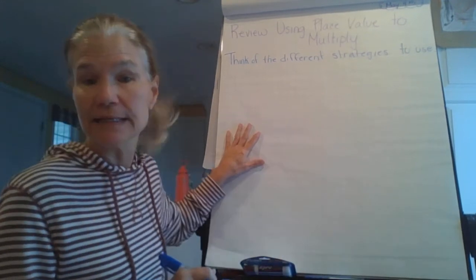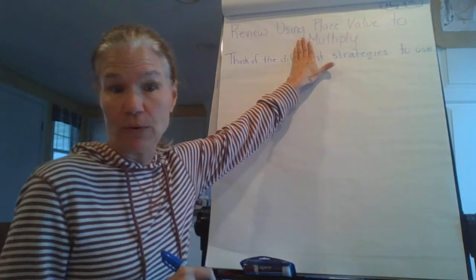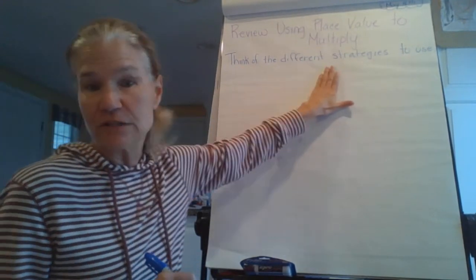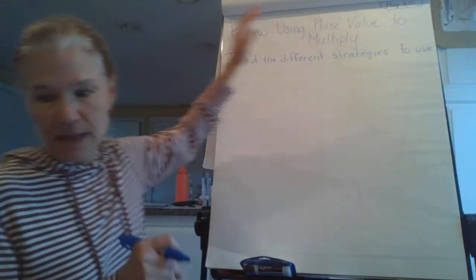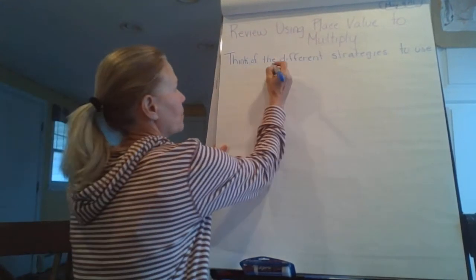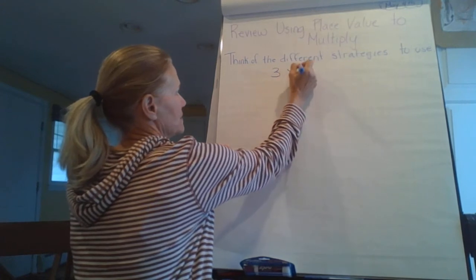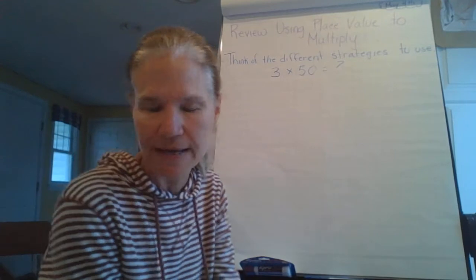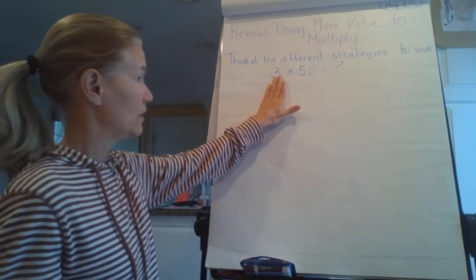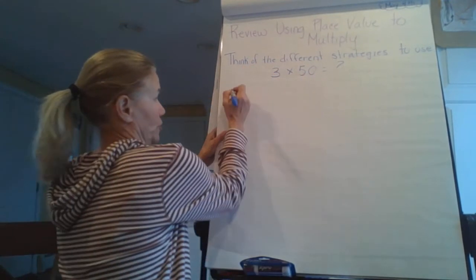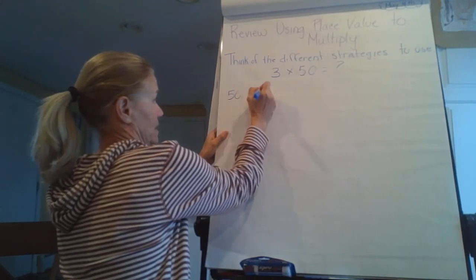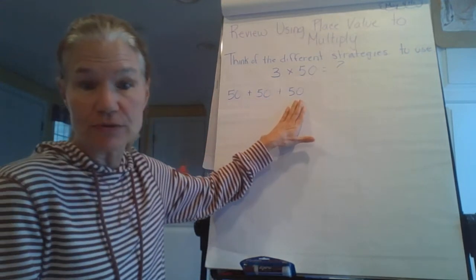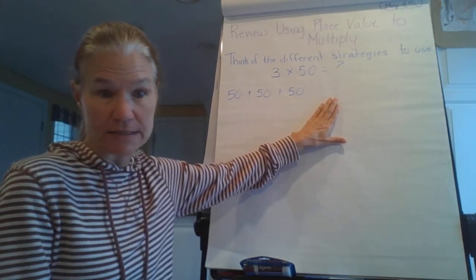So let's get into this lesson. And again, it's reviewing using place value to multiply. We're going to think of different strategies that we can use to do this. Now let's take the problem 3 times 50 equals blank. We're not sure what that is. We already know 3 groups of 50. So I could do 50 plus 50 plus 50. And I could use repeated addition, and I could get my answer.